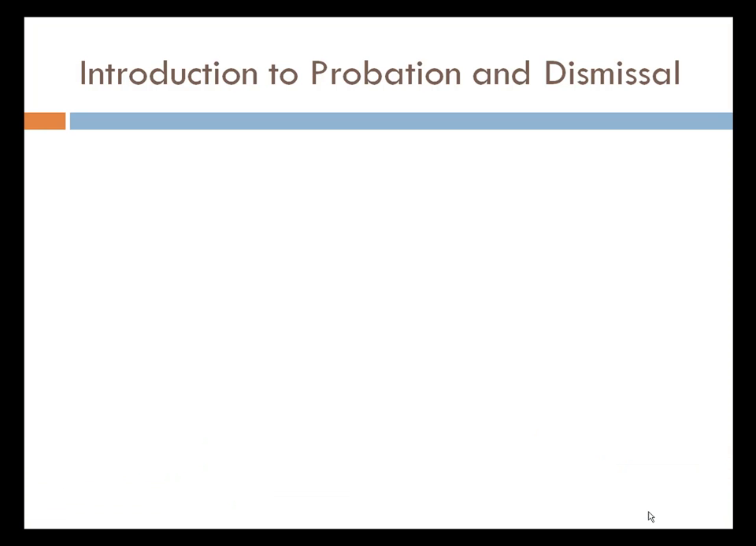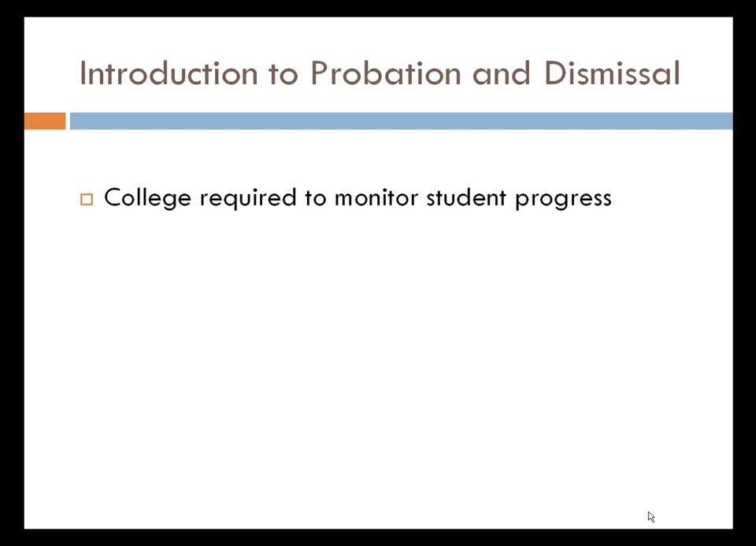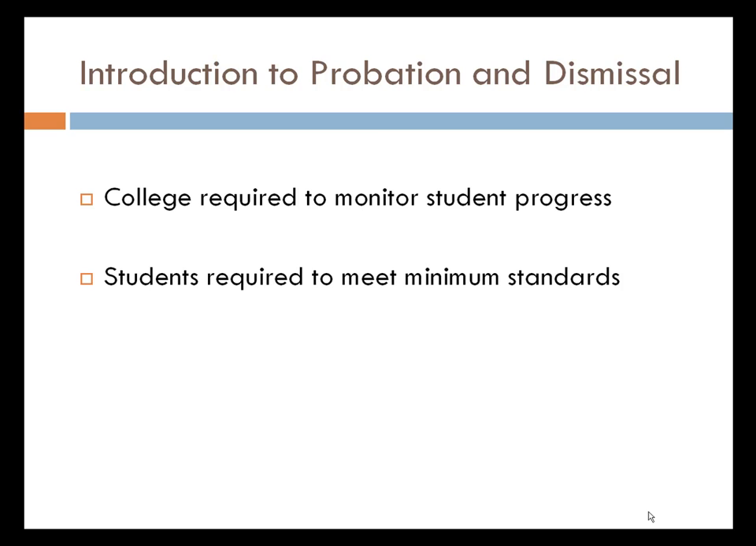Based on state law, the college is required to keep track of your grade point average, or GPA, each semester. If your semester GPA is below the required 2.0 or C average, then you are placed on academic probation. The college is also required to monitor the percentage of units you successfully complete compared with the total number of enrolled units. If you have problems completing more than 50% of your units, then you are placed on progress probation.